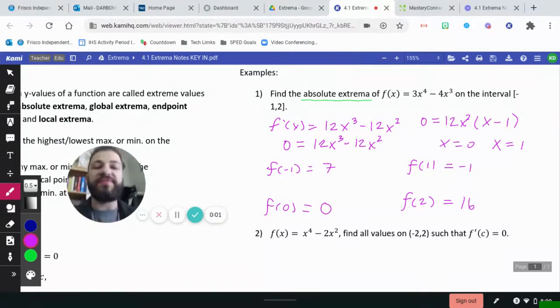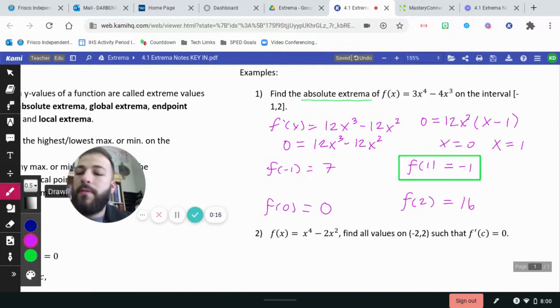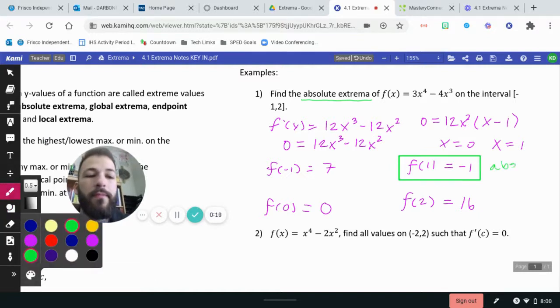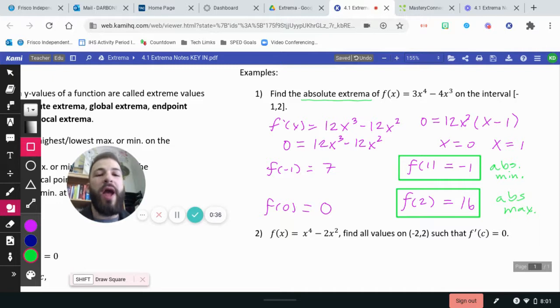So now looking at all these values, these are all y values on my interval, -1 to 2. At 1, -1, that would be our absolute min, and we can just abbreviate it ABS-MIN. We don't have to write it all the way out. And then 16 would be our absolute max. As you can see, one of our absolutes happened at our critical number: at the number 1, we had an absolute minimum. But one of our absolutes happened at an endpoint, because at 2, we had our absolute max.